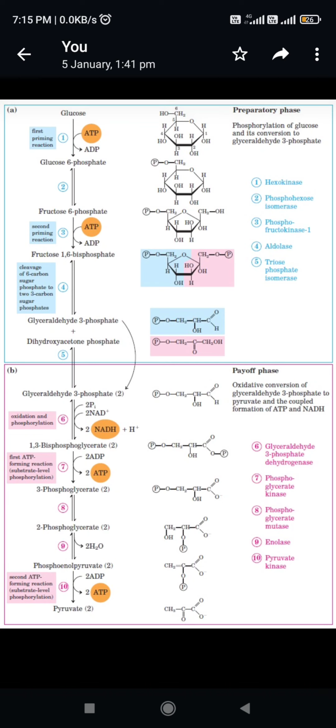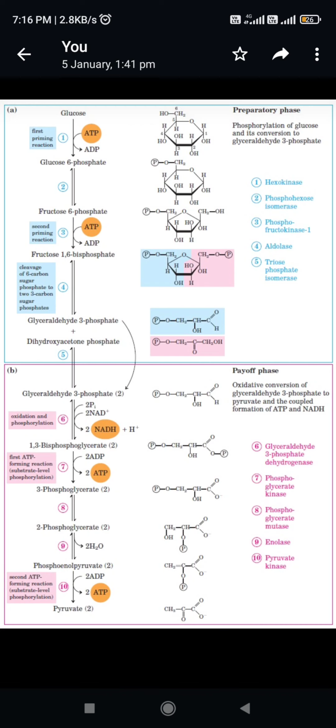The seventh step is the 2 molecules of 1,3-bisphosphoglycerate converted to 3-phosphoglycerate in the presence of the enzyme phosphoglycerate kinase. Here, this is the first step where ATP formation happens. The phosphorylation happens, and 2 molecules of ADP, adenosine diphosphate, are converted to the high energy molecule ATP.